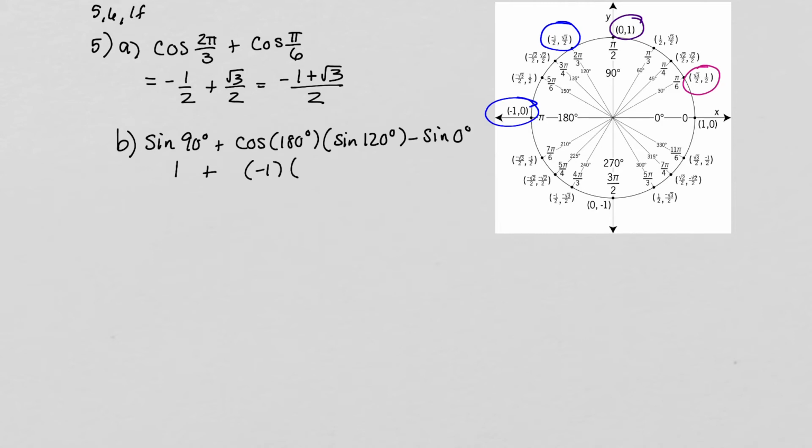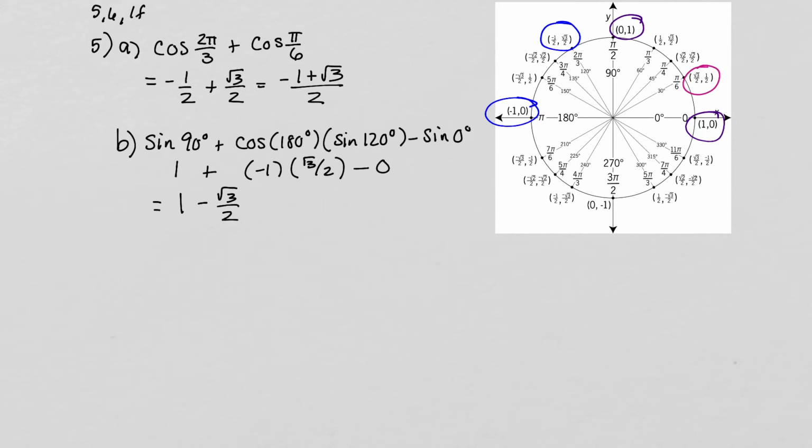The sine of 120, right? I happen to already have that circled. Sine, again, is the y value, so root 3 over 2. So root 3 over 2 minus the sine of 0 degrees. 0 degrees, the sine, the y value there is 0. So it's going to be minus 0. So we're going to end up with 1 minus root 3 over 2.